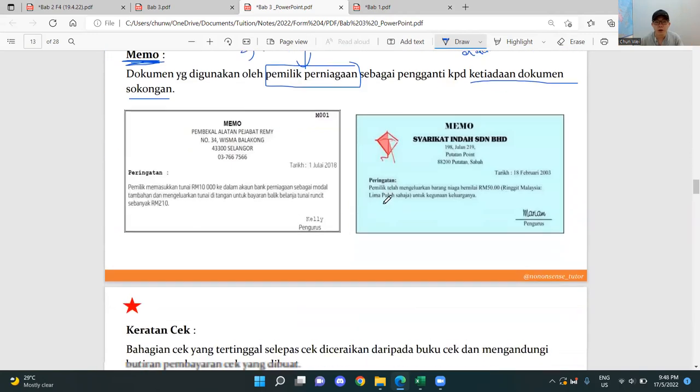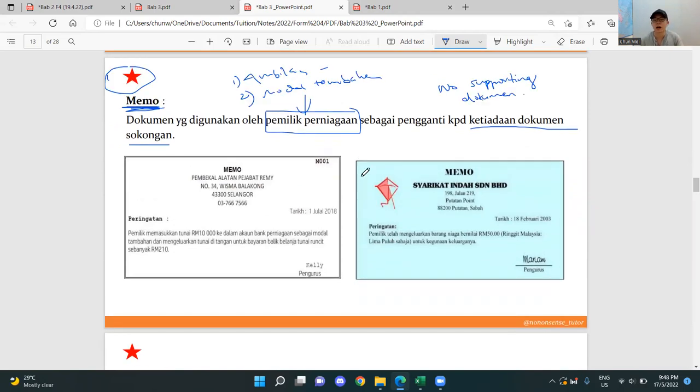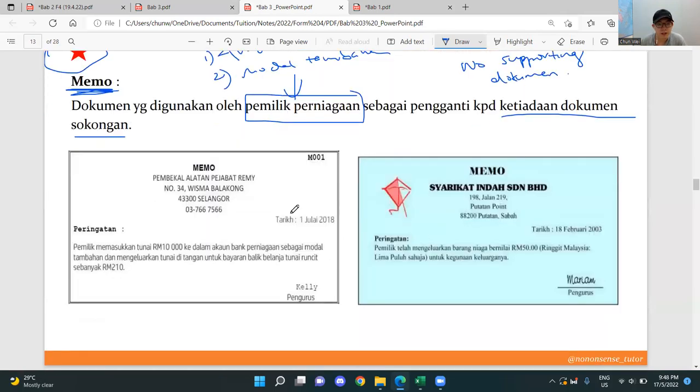But now you go and take goods. Let's say you take shoes for your own business. No company will issue this document to you. Right? So now we ourselves as the owner have to issue a document called a memo. So for example, for this memo, the name of the company is, let's say, Pembekal Alatan Pejabat Remy. Okay, so you need to write out what it is. Okay, which date. Okay, then now, you see, the owner deposits cash of 10,000 into the business bank account as additional capital. So when you have additional capital, you have to record it like that.